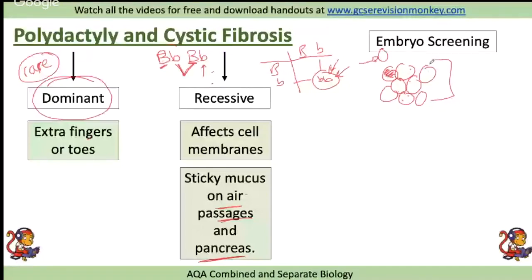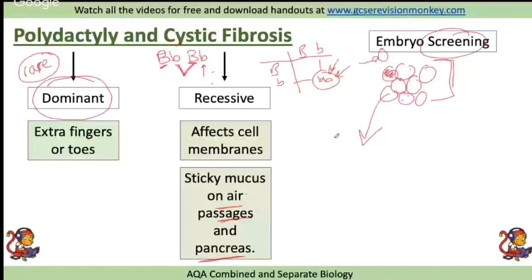But at the embryo stage, a doctor could remove some of the cells and screen them, which means check them for genetic disorders. And then the idea would be that they would pick an embryo that doesn't have a particular genetic disorder in. So there's lots of moral implications with this.